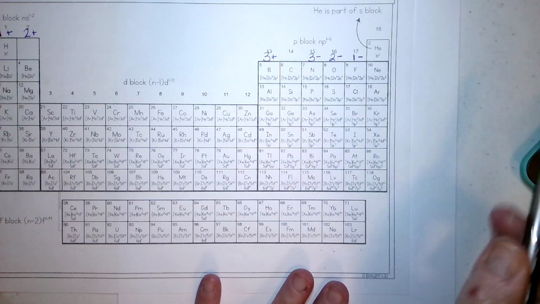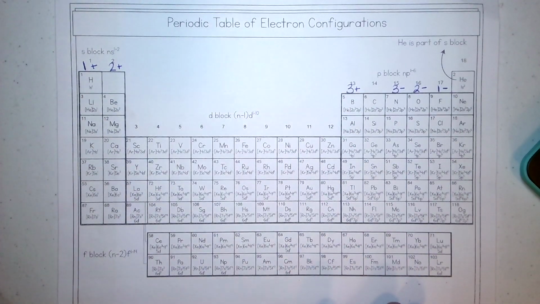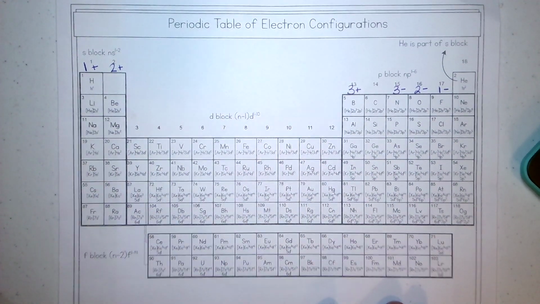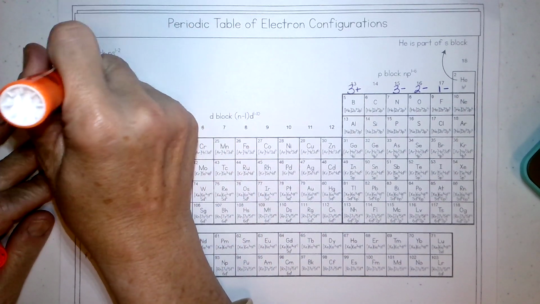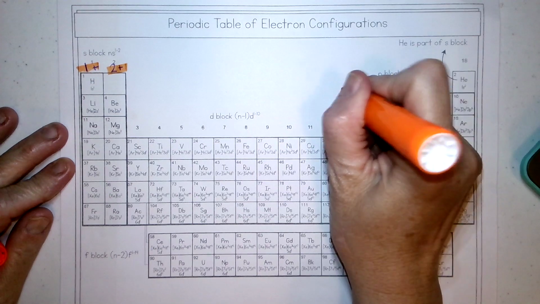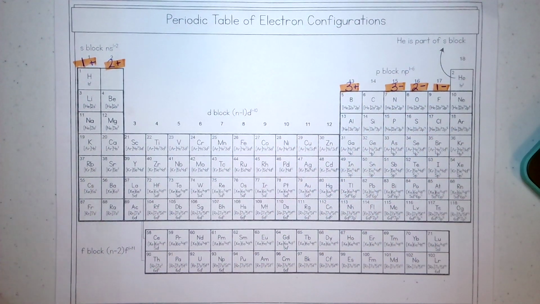These numbers, by the way, I just said a buzzword that I want to make sure that you understand. These numbers that I have up here are called oxidation numbers. Okay, so this 1+, 2+, 3+, and then I'll get to my minuses right now.